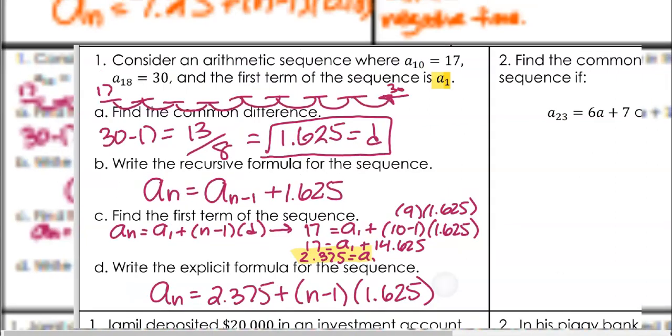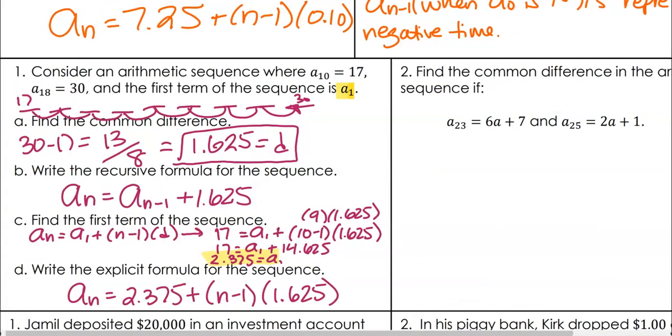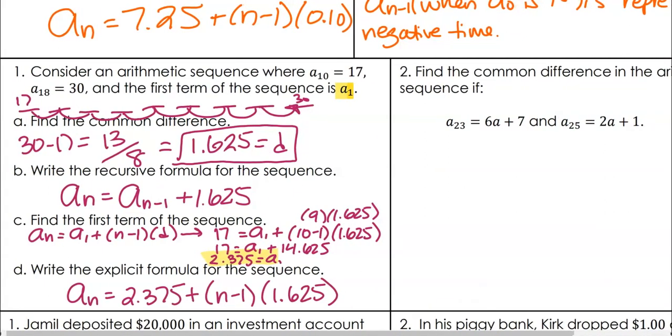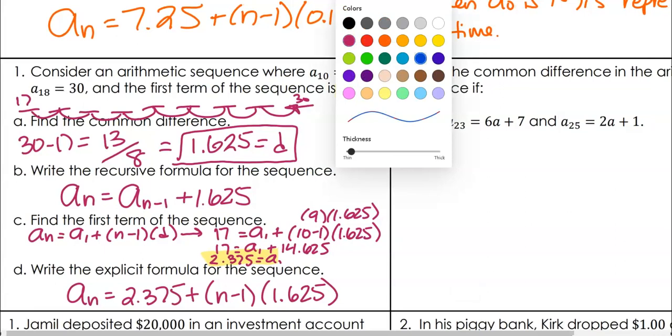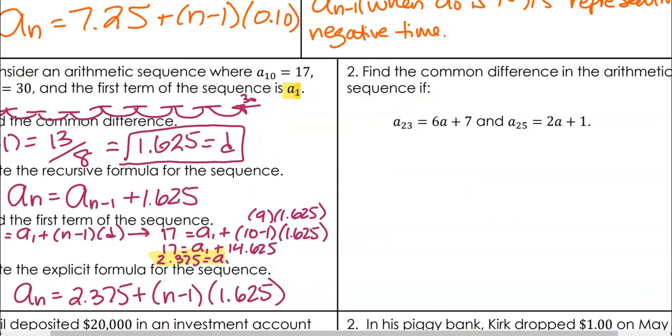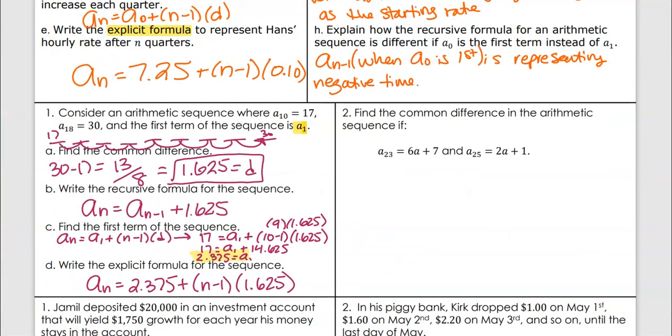All right. How's our second one a tad bit different? Once we find the common difference between the two. Find the common difference in the arithmetic sequence if a sub 23 is 6a plus 7 and a sub 25 is 2a plus 1. Who has an idea?